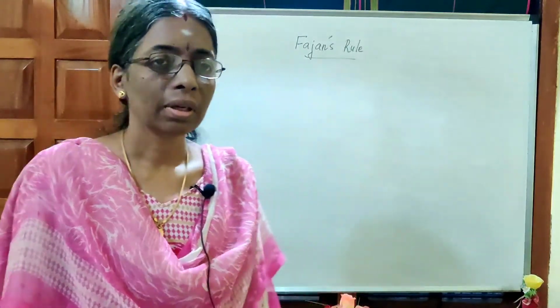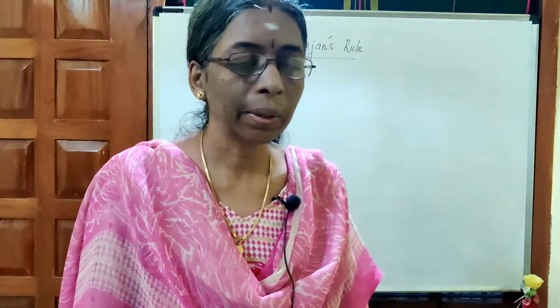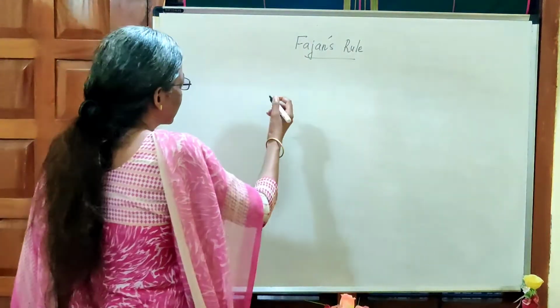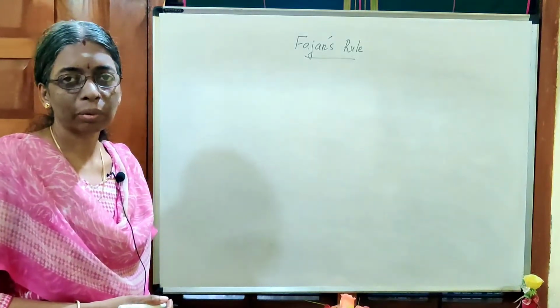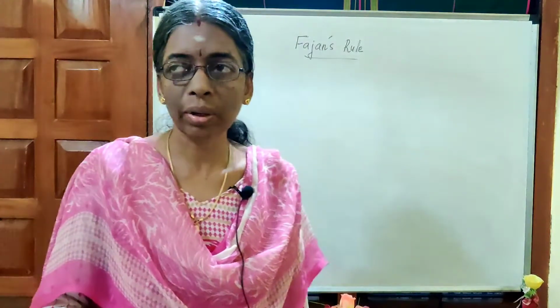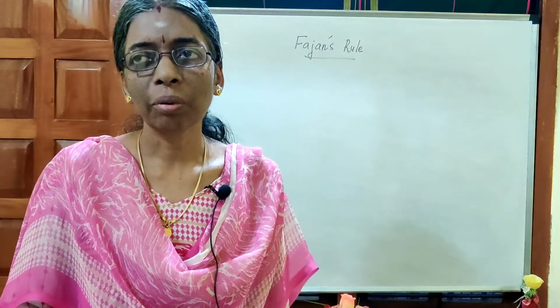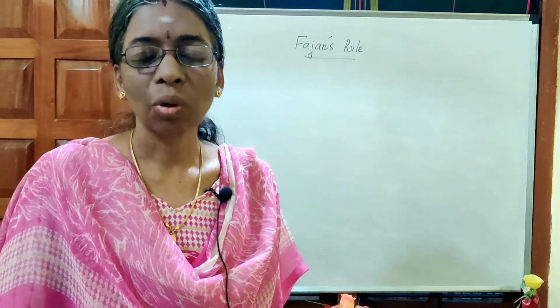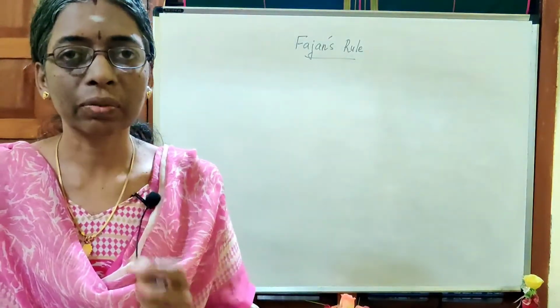Dear students, today we are going to study Fajan's rule. Already we have seen what is covalent bond, polar covalent bond, ionic bond, everything. So when a compound is covalent, a covalent bond is formed, and when it is ionic, an ionic bond is formed.